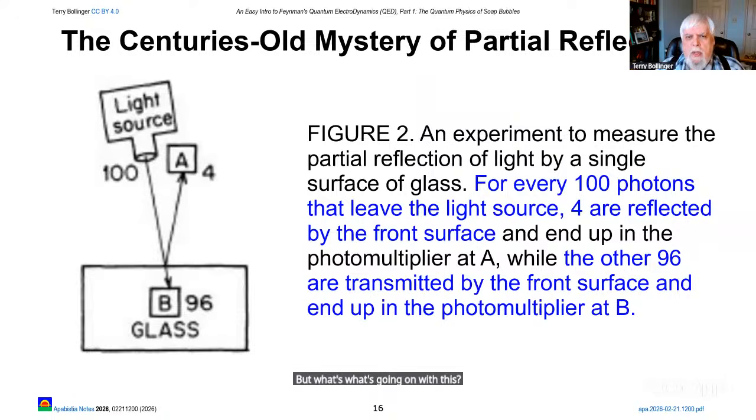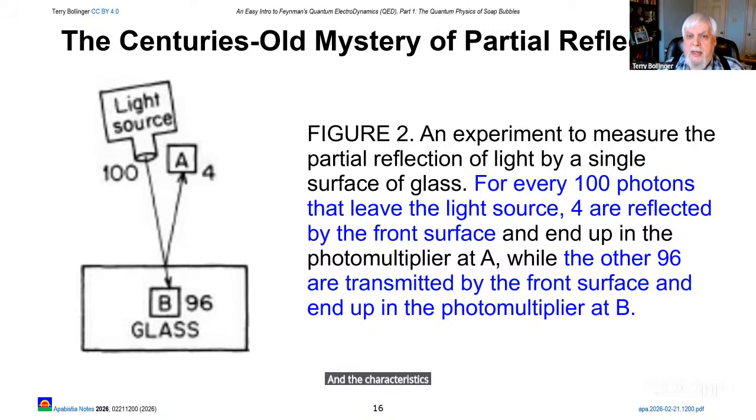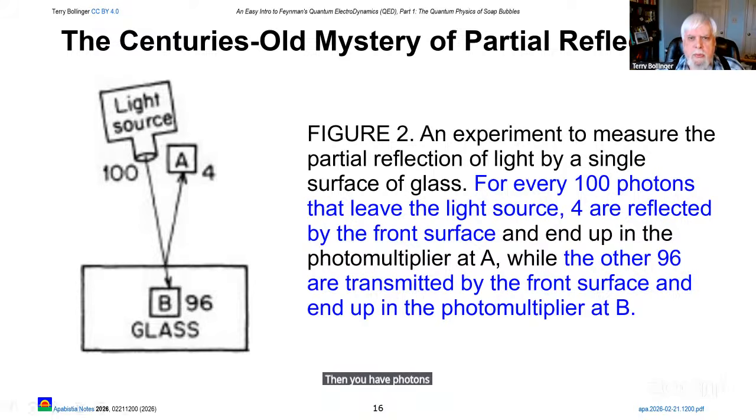This has been known since at least Newton's time and longer, that glass has these odd characteristics on how it reflects light. And the characteristics have to do with how thick the glass is. So if you have glass of a certain thickness and you send some photons at it, you get what's called partial reflection. You get photons that come back, a small number in most cases. Then you have photons that just go on through.